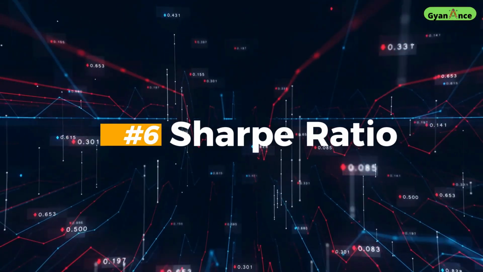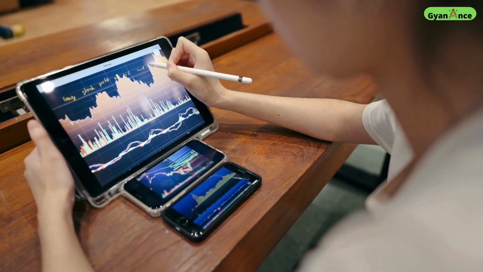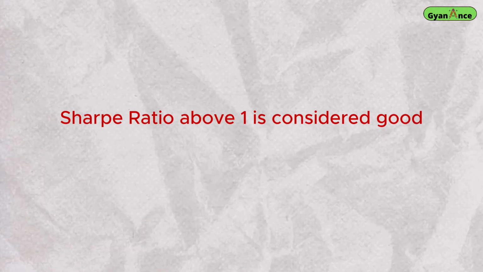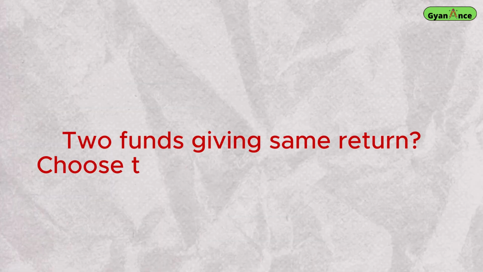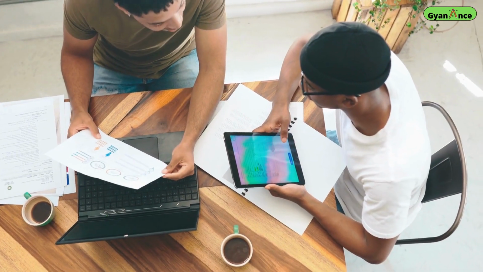This one is super important. Sharpe ratio. It shows how much return you are getting for the amount of total risk you are taking. Sharpe ratio above 1 is considered good and above 2 is excellent. Two funds giving the same return, choose the one with higher Sharpe. It means you are taking less risk for the same reward.